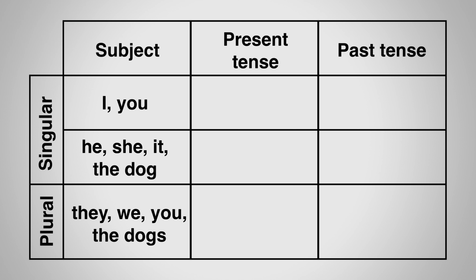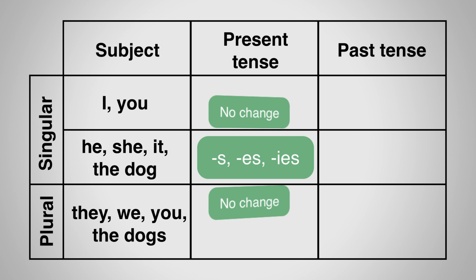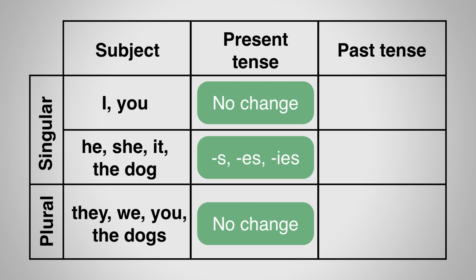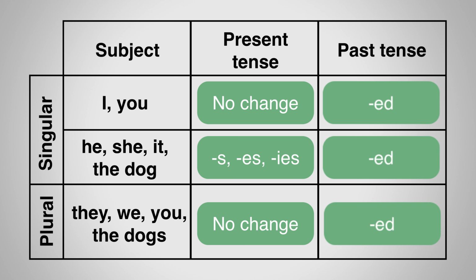So we now have a general rule. In the present tense, the verb following he, she, it, or a singular noun will usually end in s or es or ies. Verbs following I, you, we, they, or a plural noun will not end in s. The rules for the past tense are a lot simpler. If it's in the past tense and it's a regular verb, it will end in ed, whatever the subject is.